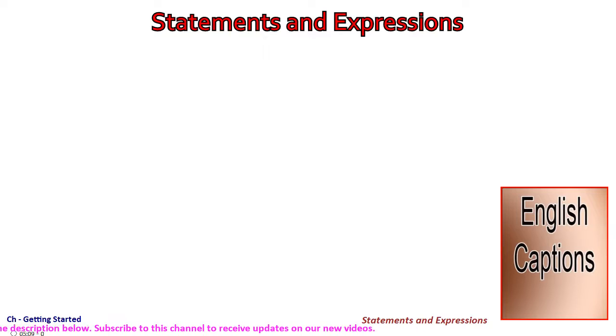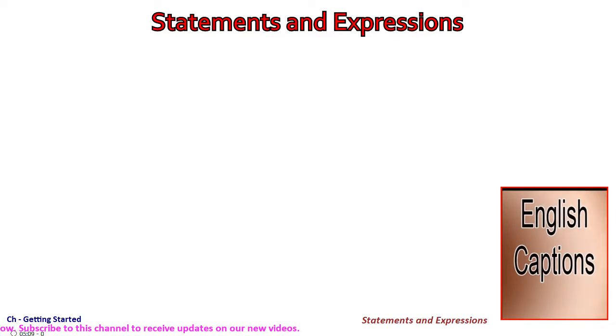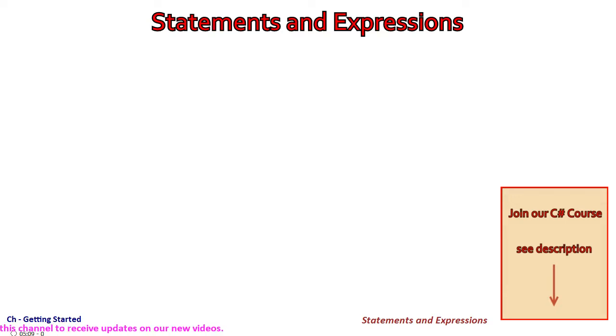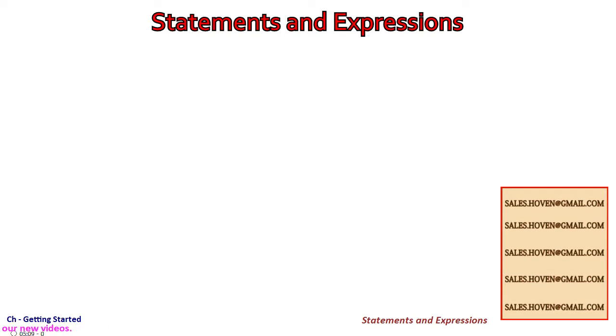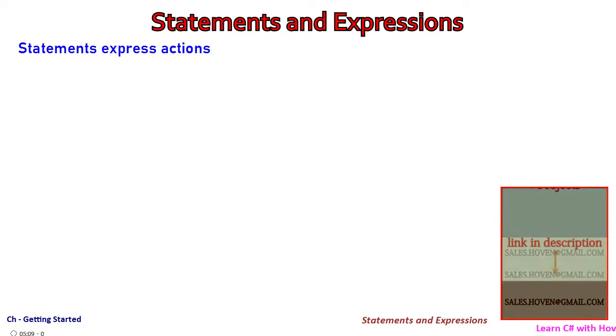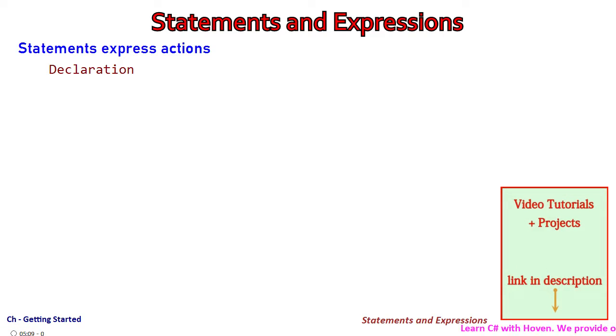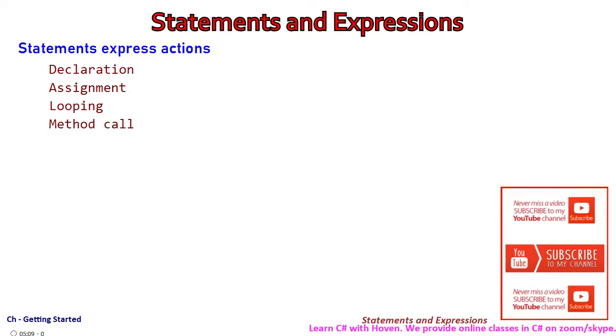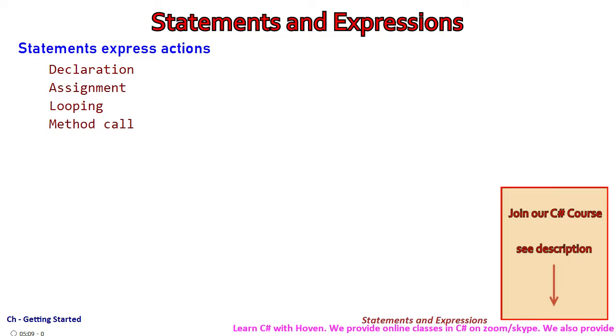The concept of statements and expressions in C# is exactly the same as in other programming languages. So this tutorial is a review for the sake of completeness. Your program takes actions through statements. Declaration of a variable is an action. Assignment is an action. Looping is an action. Calling a method is an action, and so on.